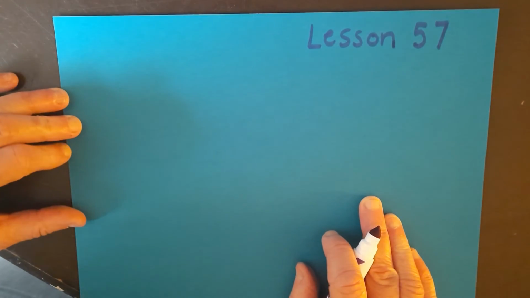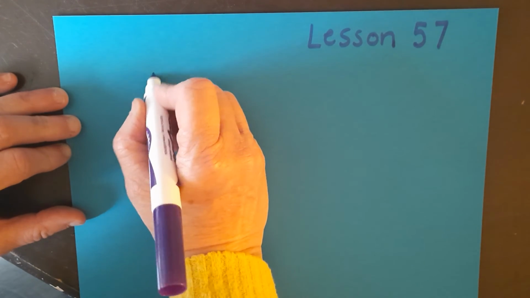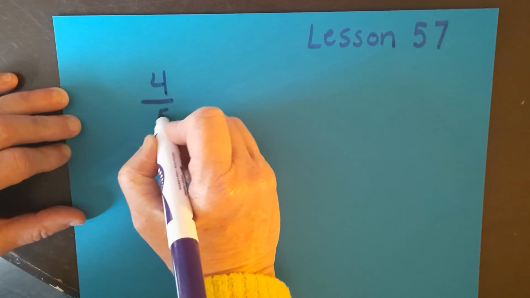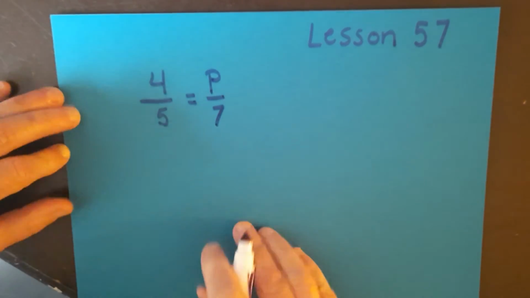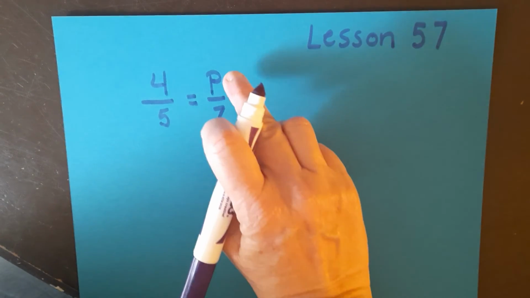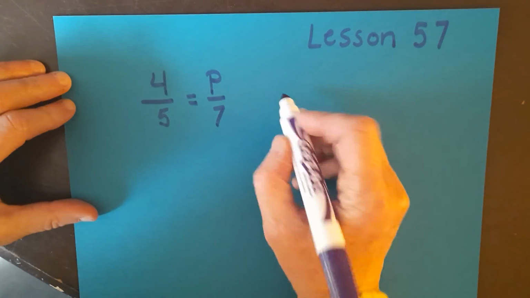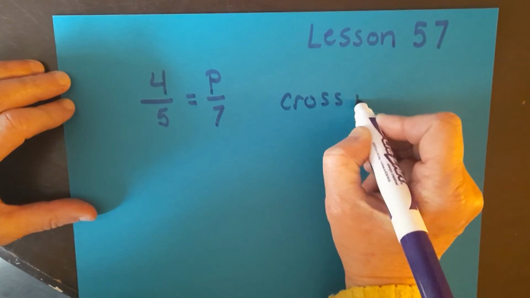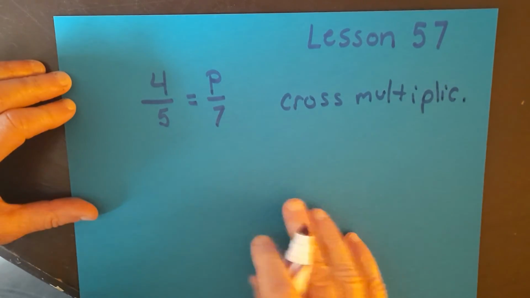So if we have something that looks like this, if we have 4/5 equals p over 7, how do we figure this out? Well, we want to figure out 4/5 equals how many sevenths. The way we do that is something called cross multiplication. I'm just going to abbreviate that.